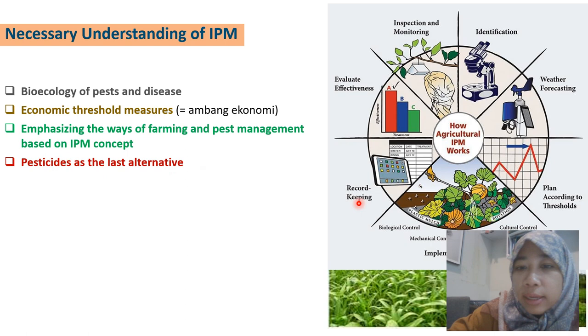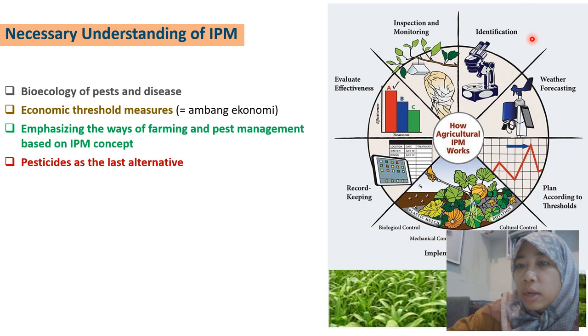How does agricultural IPM work? Record keeping is a must. We evaluate week by week, day by day, what happened in the field, and we can analyze the problems and prepare how to control them in the field. Inspection and monitoring, all of these things should be concerned to implement integrated pest management.